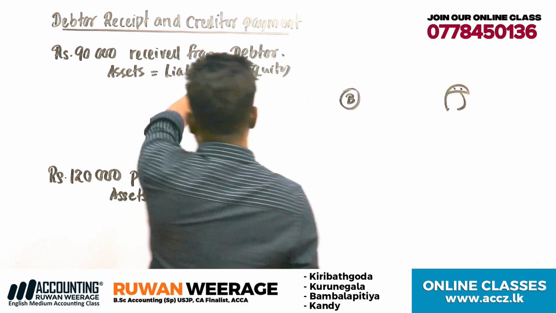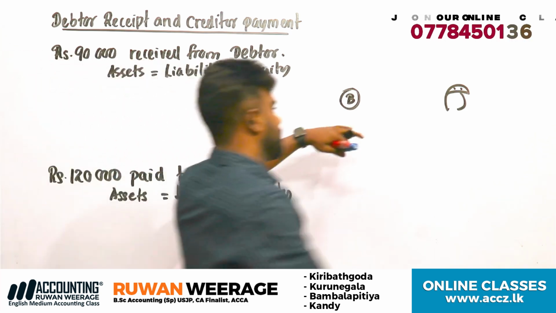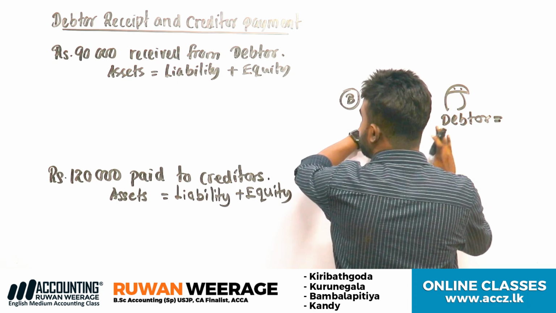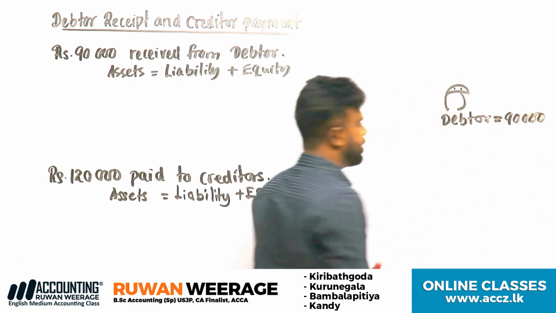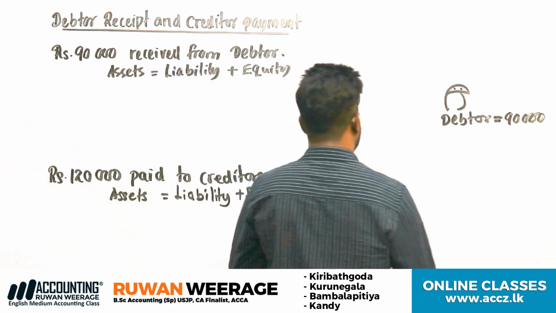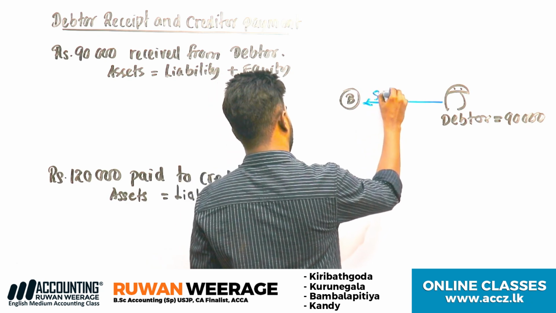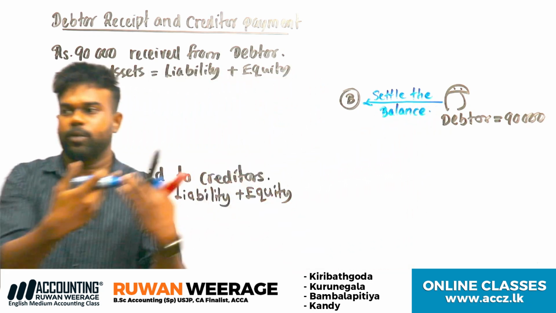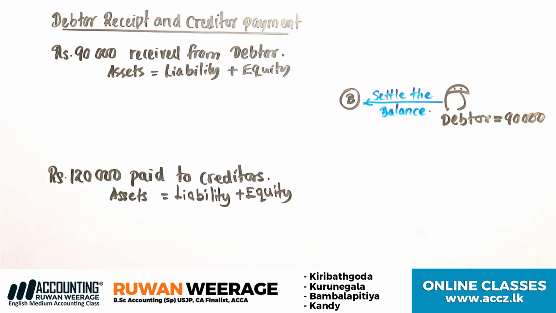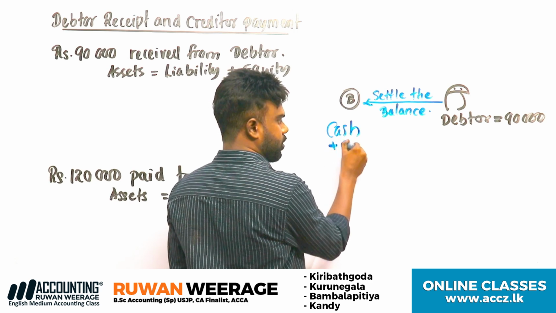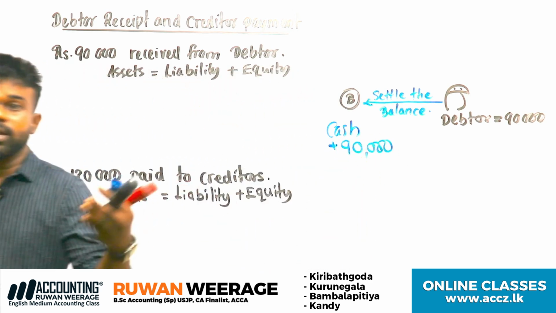Right. So what is the meaning of debtor? Debtor means what? Customer. Customer means this is a debtor. From the debtor, let's think there's a receivable balance of 90,000. That should be receivable. Actually now what happened? He paid, settled the balance. So receiving what? What will the business receive? Cash. Cash asset increased by 90, right?